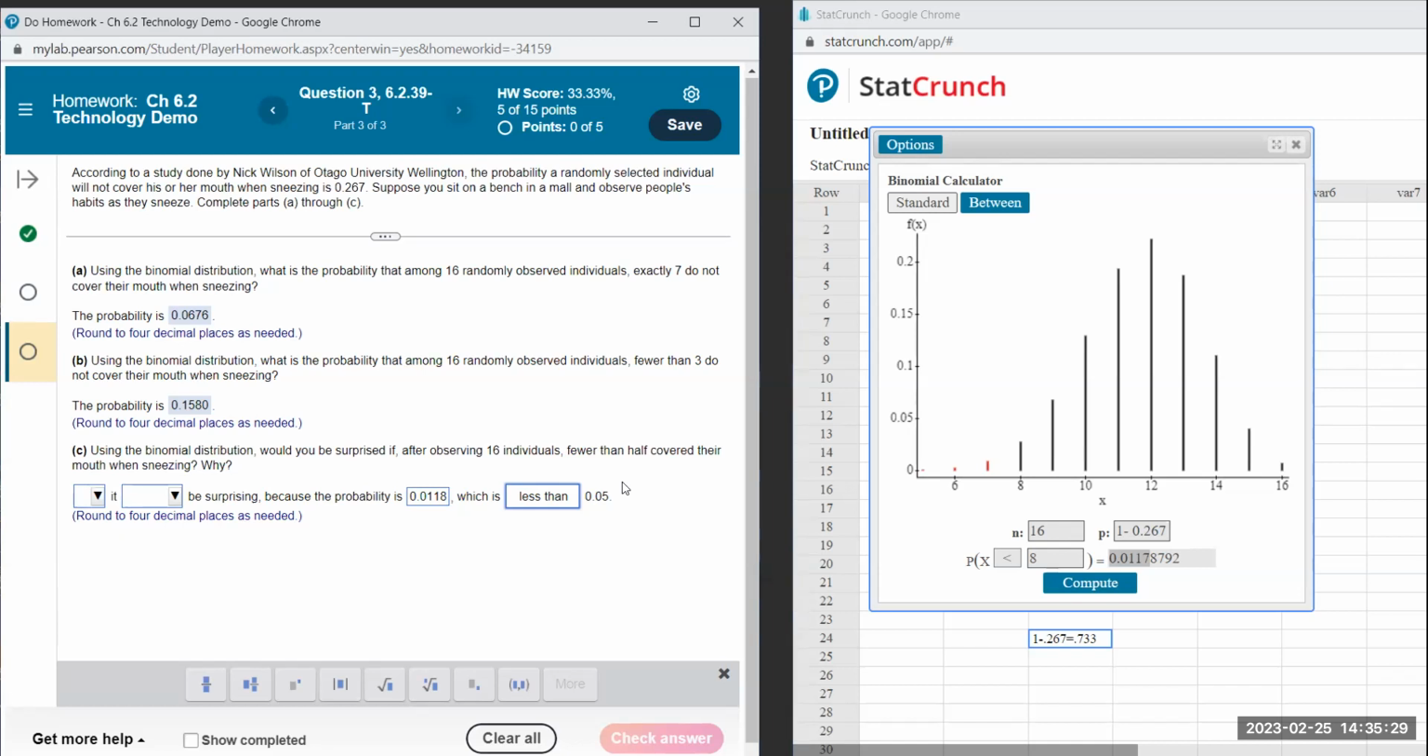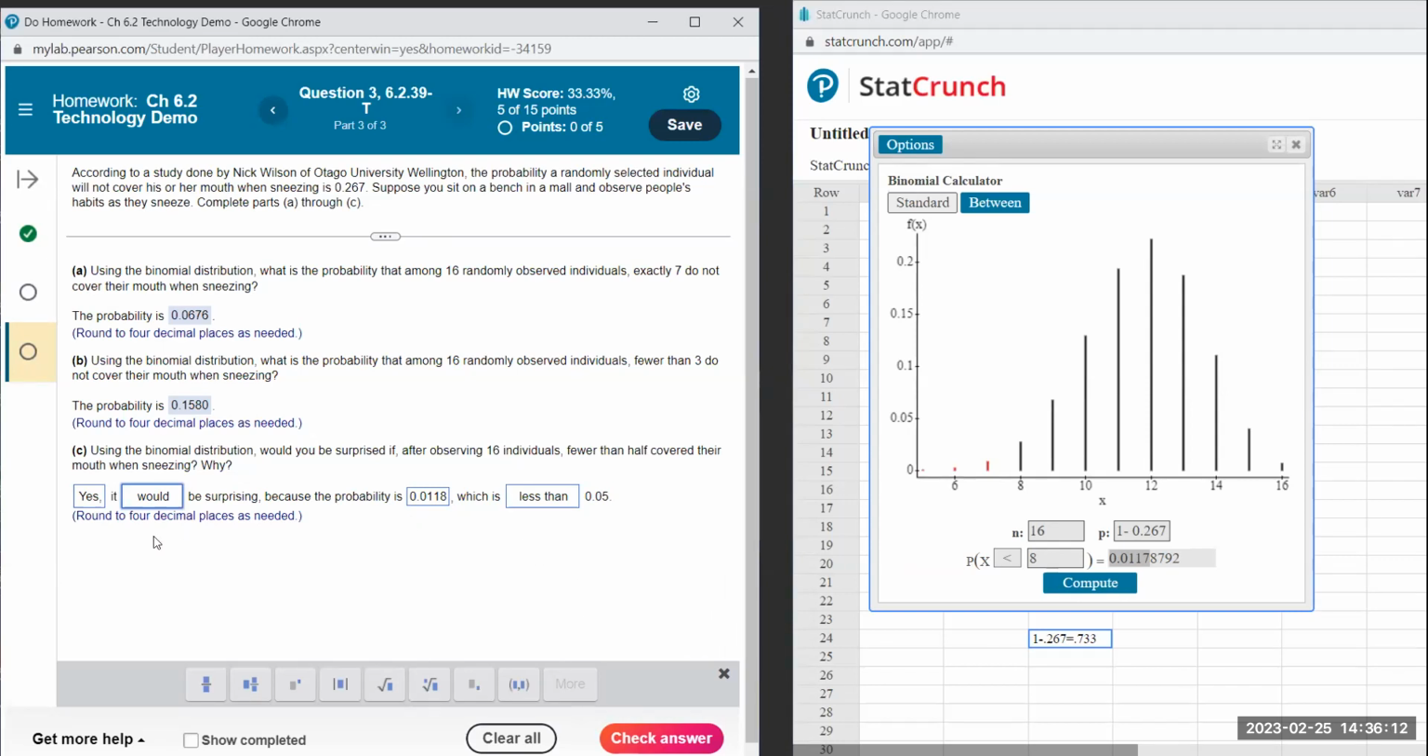So when we're thinking about unusual events, a lot of times we compare it to 0.05 or 5%, unless the problem states otherwise. In this case, this one had about a 1.2% chance of happening. Let's say it did happen, that if I observed 16 people, less than half actually covered their mouth when I expected 73% of them to cover them, that would be a surprising event. So yes, for me, it would be surprising because this probability is less than 5%, which is the cutoff for something to be considered unusual.